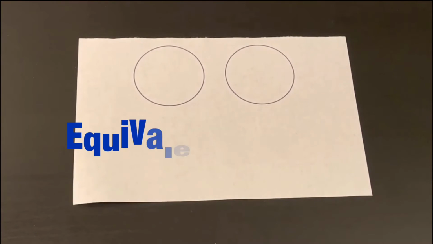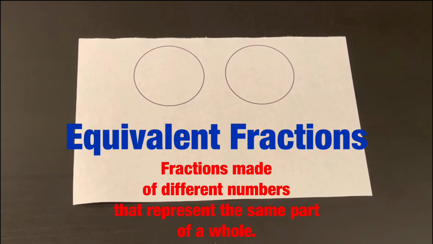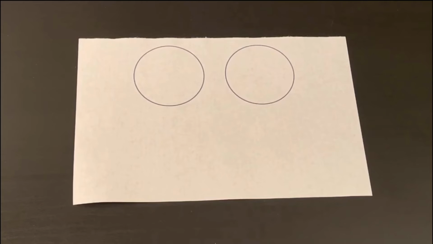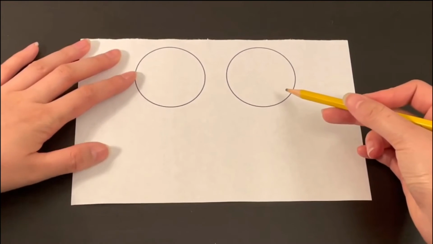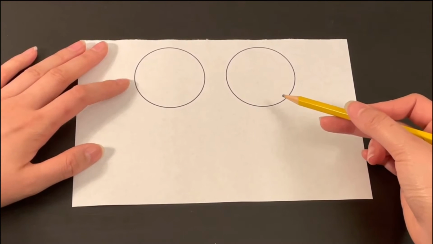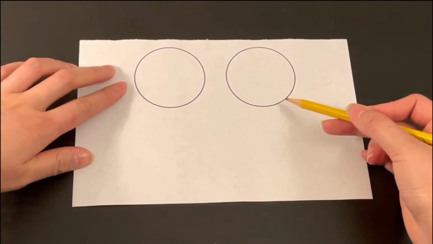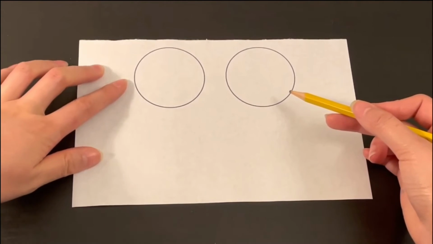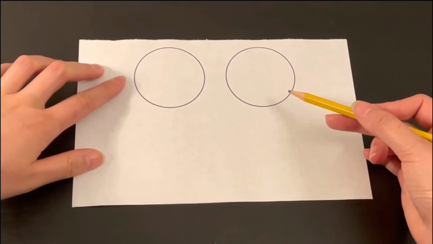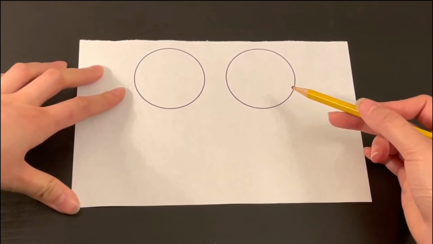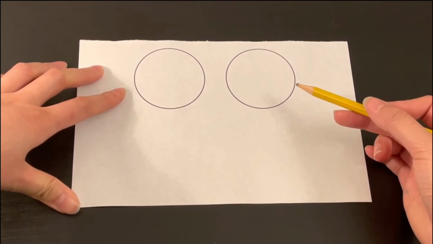What are equivalent fractions? The best way to learn it is to jump right in. Let me show you two circles here. Both of them have the same size. Remember, when we need to find equivalent fractions, we need to make sure that both of our shapes have the same shape and size. If their size is not the same, they can't be equivalent.